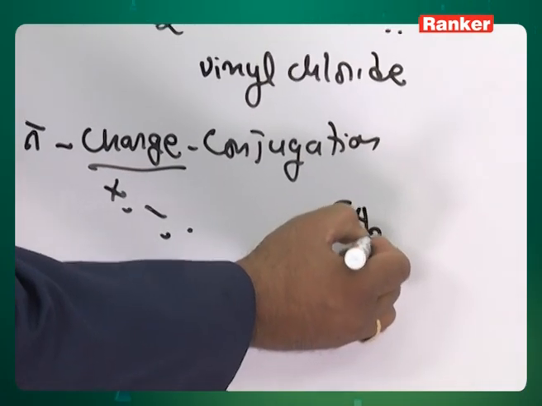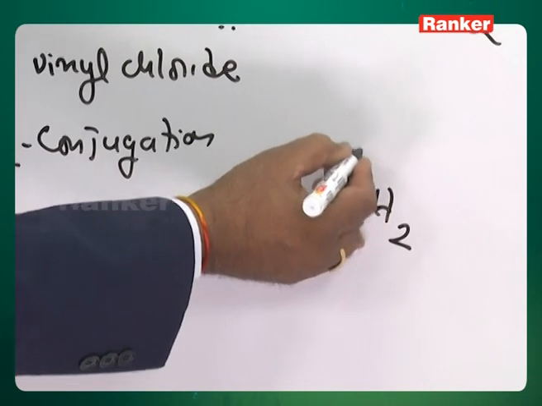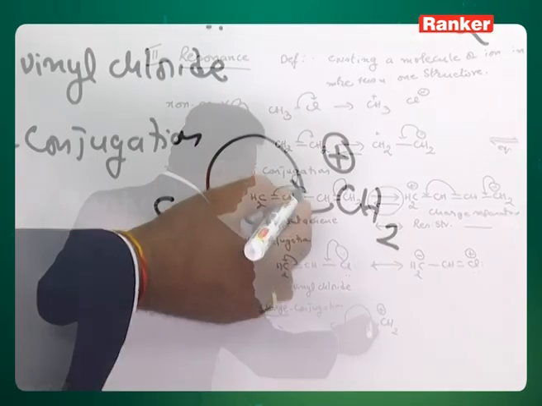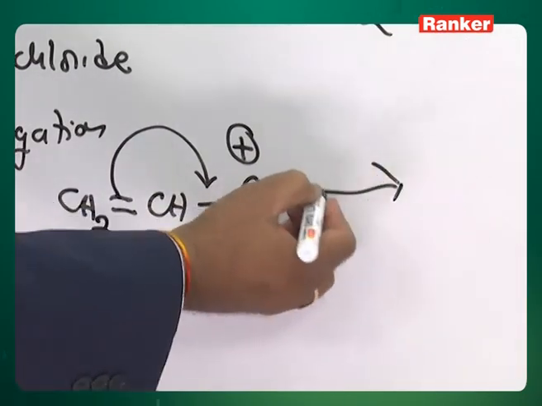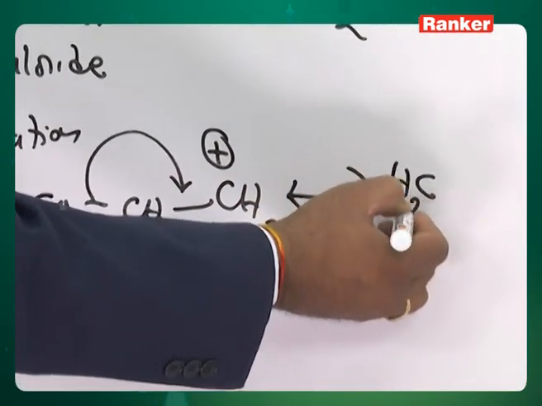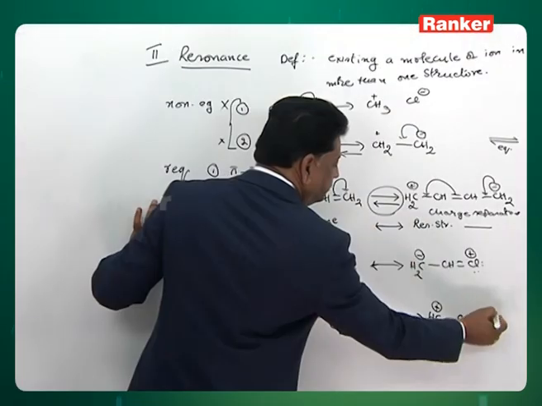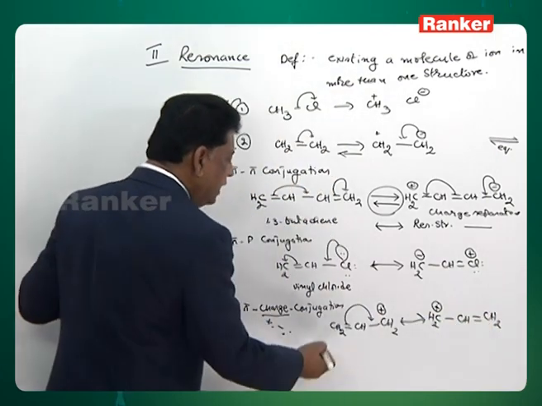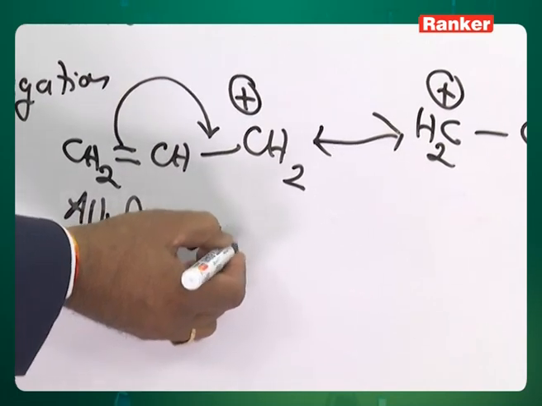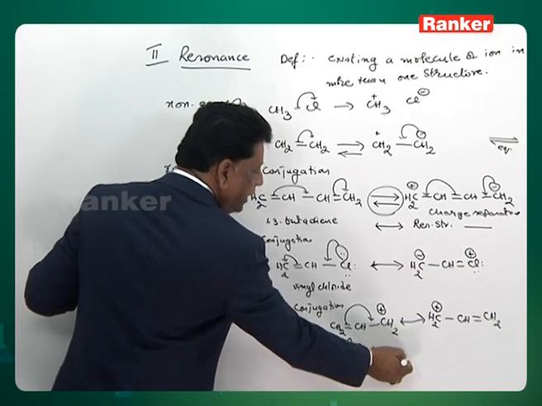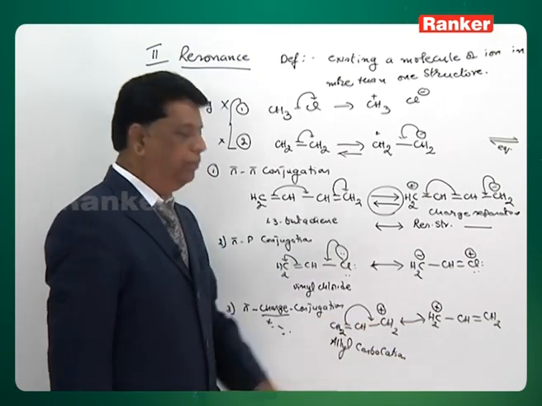An example: a CH2, a double bond, CH, a CH2 with plus charge, right? Now if this pi bond comes here, there is a double bond that exists, and this side will become a plus charge. So this side you will get a plus charge, and that side you will have a double bond. So this is called what? An allyl carbocation. Allyl carbocation. That is called a resonance structure of allyl carbocation. Another name cannot be given.